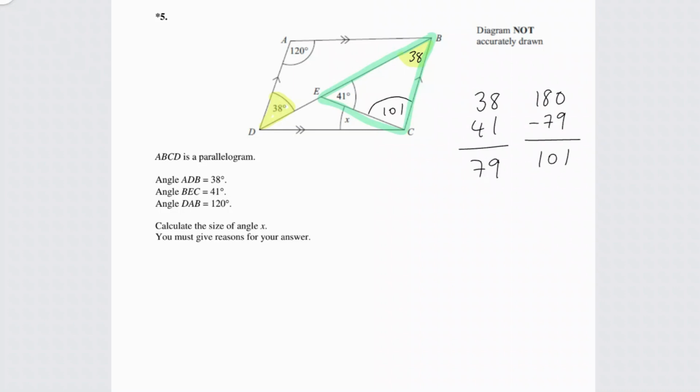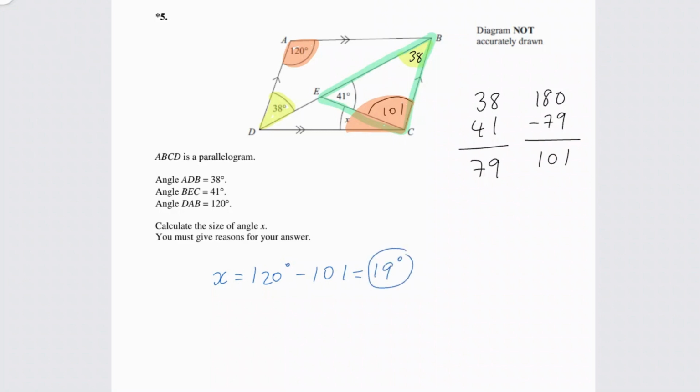How are we going to get angle x? Well, this angle is 120, as is this angle here. Opposite angles in a parallelogram are equal. That means that x must be 120 degrees, take away 101, so it's 19 degrees.